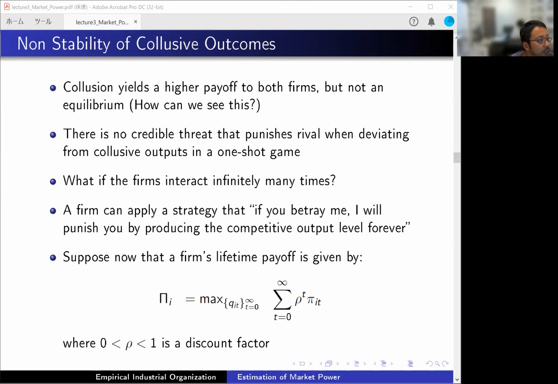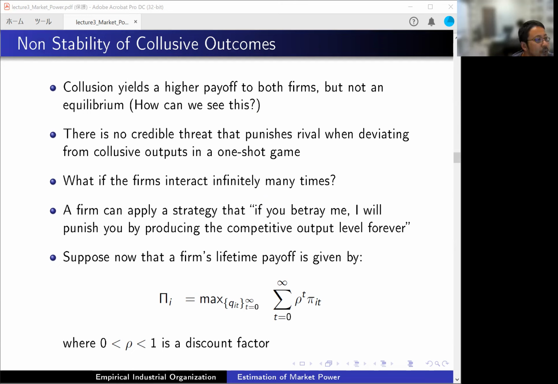Now, collusion yields a higher profit to both firms, but it is not an equilibrium. We already know this because we know that the Cournot competition level of output is the unique equilibrium of the static game. The problem with the collusion scheme in a one-shot static game is that there is no credible threat that punishes a rival for deviating from the collusive output.